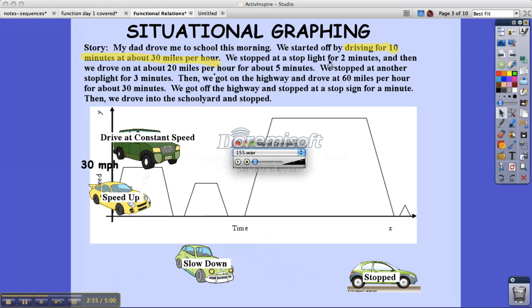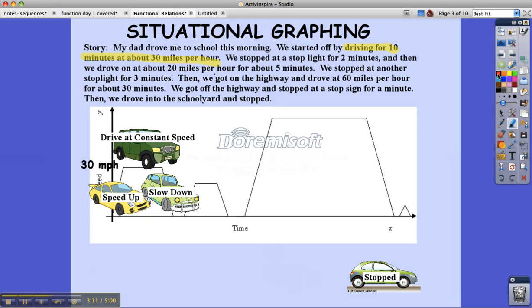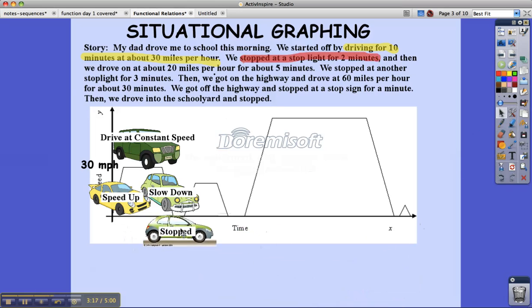Then we stopped at a stoplight for 2 minutes. Well, before you can stop at a stoplight, you have to slow down. So this decline here is representing after we're driving at this rate, we're slowing down and then stopping at a stoplight for 2 minutes. So this part right here represents the stopped.